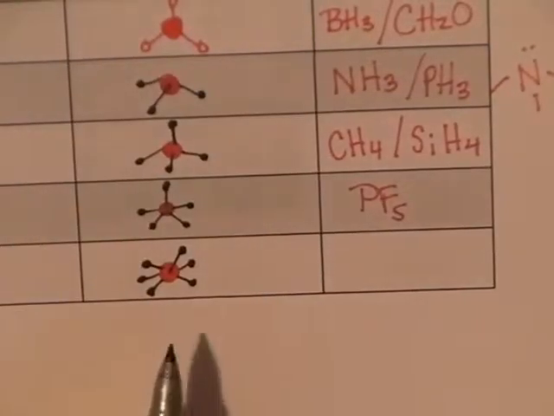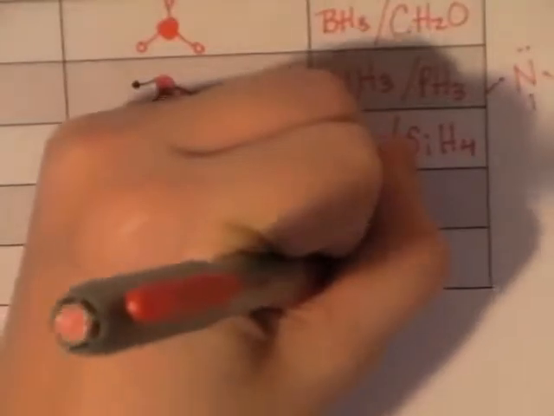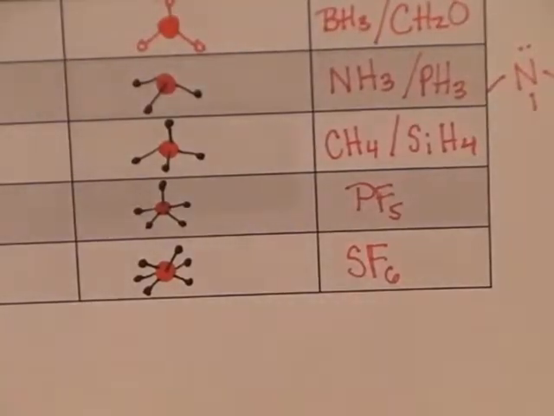And then who's the one element that we know breaks this rule and can form 6 bonds? Hopefully you are thinking sulfur. So that would be something like SF6.